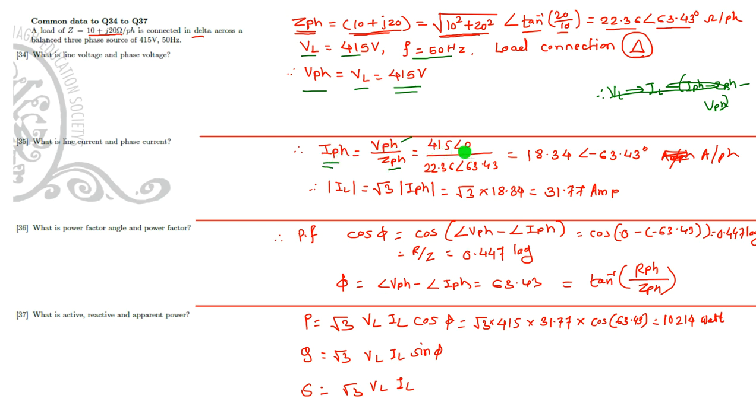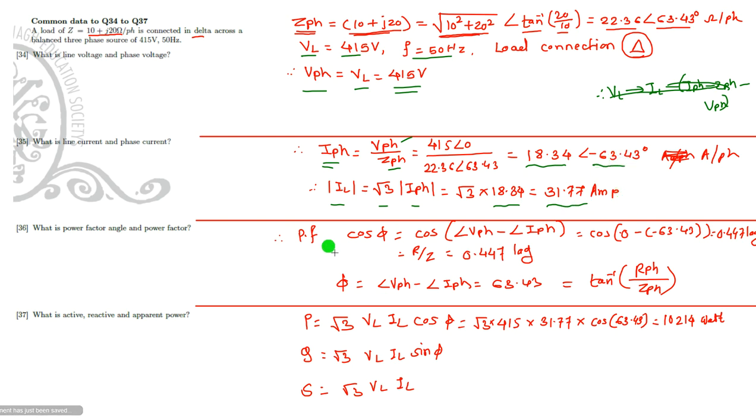Assuming the per phase voltage as the reference, it is 415 at an angle of 0. ZPH is 22.36 at an angle of 63.43. Dividing the magnitudes, 415 divided by 22.36 gives you 18.34 at an angle of minus 63.43 ampere per phase. In delta connection, IL is equal to root 3 times IPH. Keep in mind this is only magnitude, it is not angle. So mod of IL is equal to root 3 mod of IPH. So root 3 into 18.34 gives you 31.77 ampere.